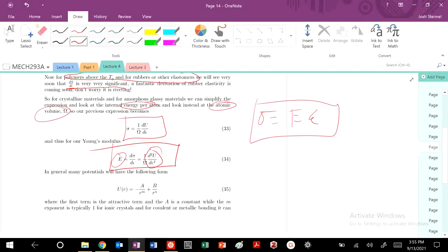We're not going to care too much about this, and actually you'll see that unless you use very, very accurate potentials, your Young's modulus is going to be quite a bit off. But the key thing here is my Young's modulus is proportional to the curvature of my potential.